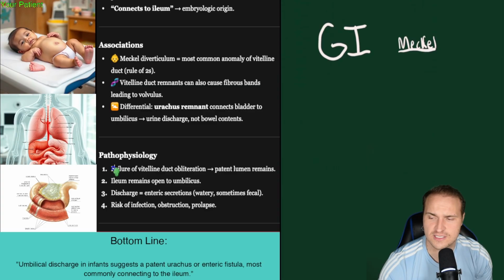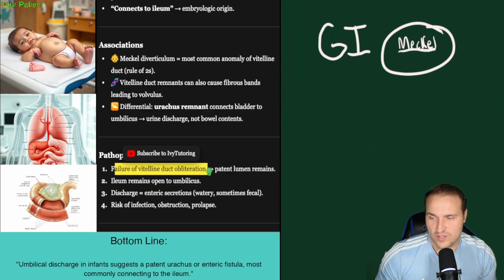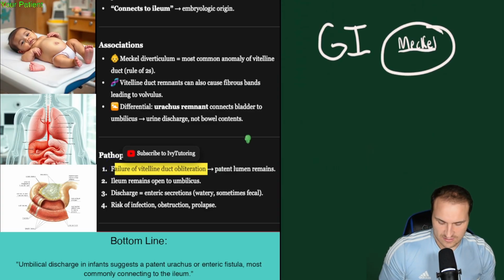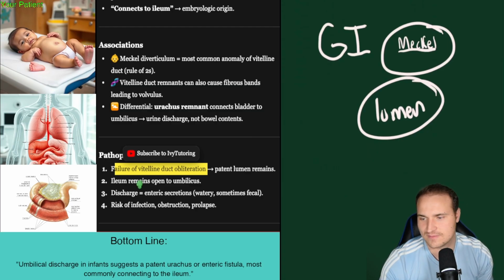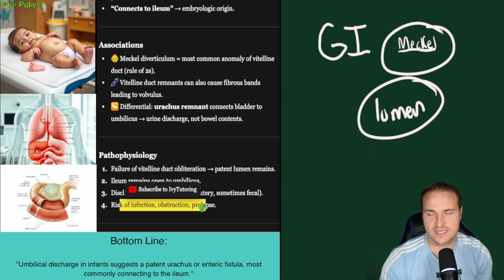So the pathophysiology is a failure of vitelline duct obliteration that leads to a patent lumen. I always think of severance when I see that. And the ileum remains open to the umbilicus. Then you have discharge, and there's a risk of infection.